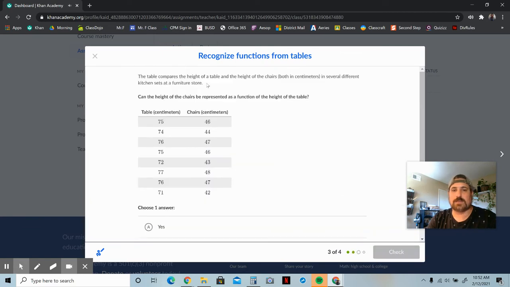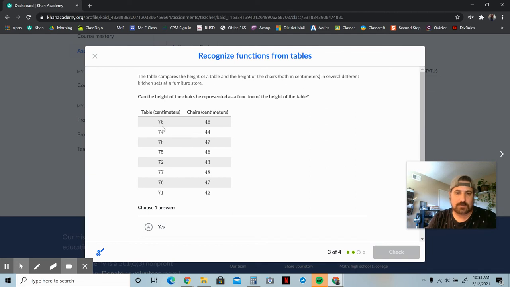Okay, the table compares the height of a table and the height of the chairs, both in centimeters, in several different kitchen sets at a furniture store. Can the height of the chairs be represented as a function of the height of the table? Well, if it's like this, that means that the table would be the independent variable. You input the table and you output the height of the chairs. Okay? So if it can be written as a function, then for every input, there is one output. So every time the input is 75, the output's always 46. Every time the input is 74, the output's always 44. That would be a function.